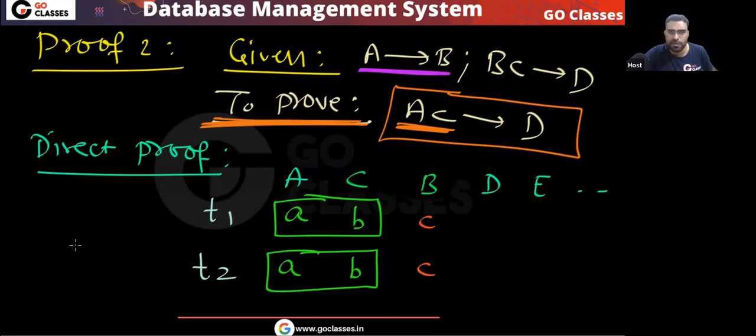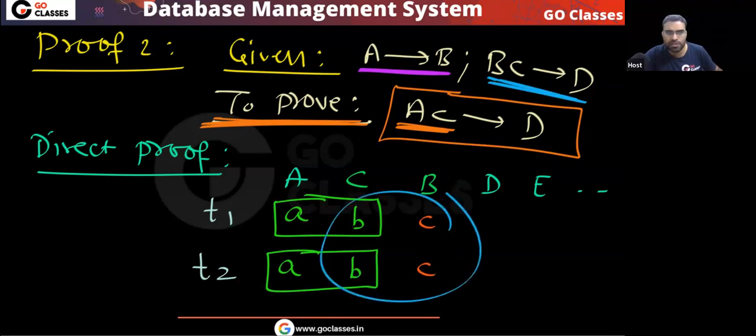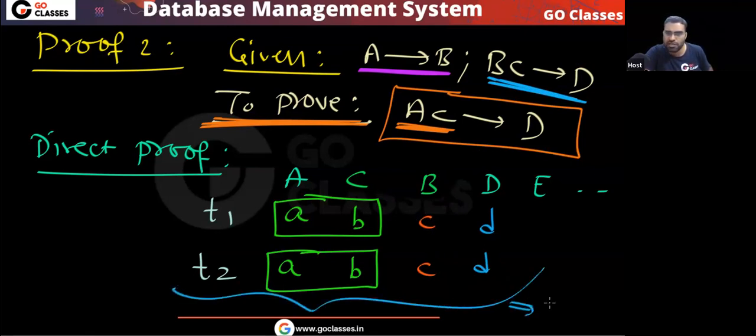Now this is also given to you: BC determines D. If two tuples have the same BC combination, then they will have the same D value. Hence proved. Now you can easily see that AC determines D. So this is your direct proof.